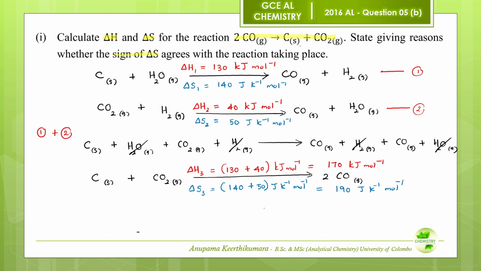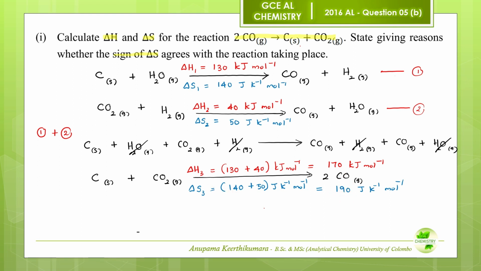Now students, we can compare these two equations. The question asks about the enthalpy change and the entropy change of the given equation. 2 carbon monoxide produces solid carbon and carbon dioxide gas. But what we have derived is solid carbon and carbon dioxide produces 2 carbon monoxide gas. So this reaction is the reverse reaction of what they are asking. Therefore, we have calculated the enthalpy change and the entropy change of the reverse reaction.